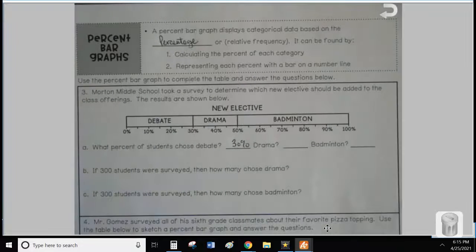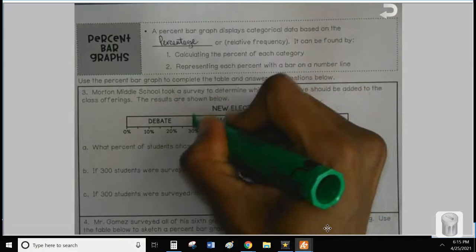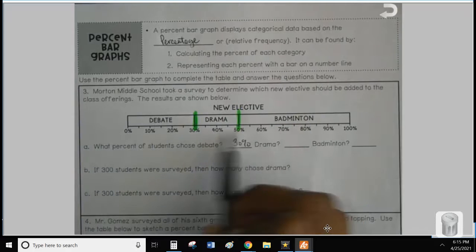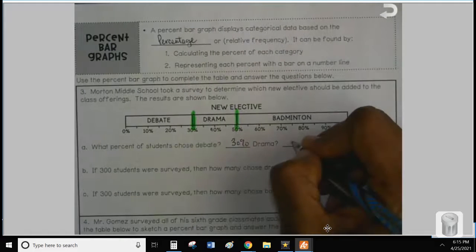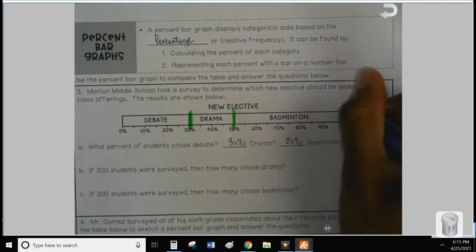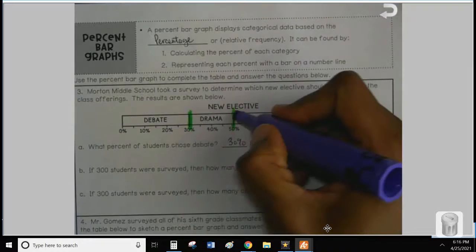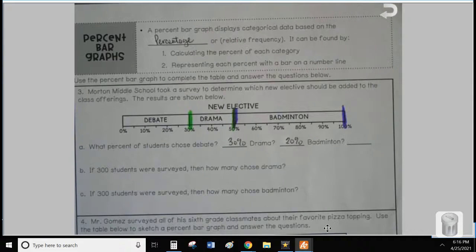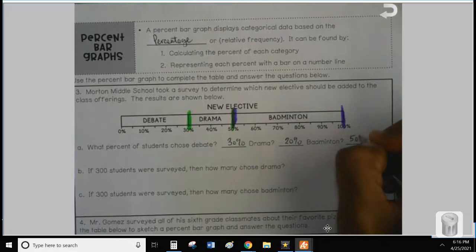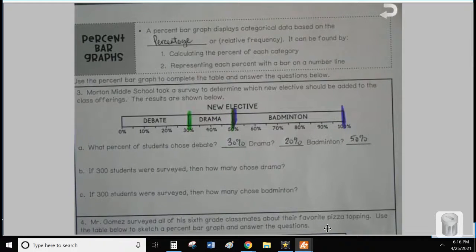Then it says, what percent chose drama? Well, drama starts at 30% and ends at 50, but it's not coming from 0 and going all the way to 50. So you have to subtract these two numbers. 50 minus 30 is going to give us 20% for drama. Then for badminton, how many students selected badminton? Badminton goes all the way to the 100 mark, but again, it started at 50%. So you're not doing from 0 to 100. 100 minus 50 is 50%. So 50% of the students selected badminton.